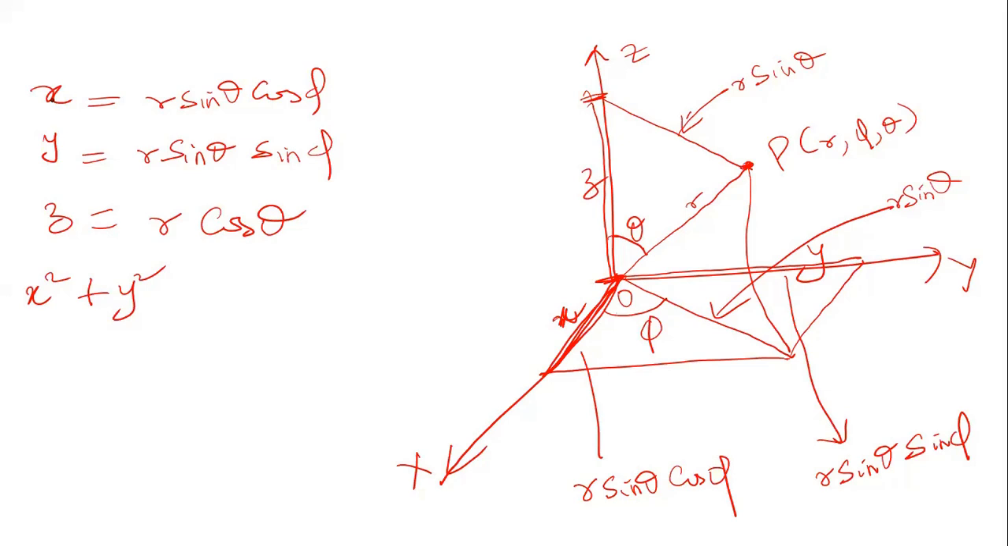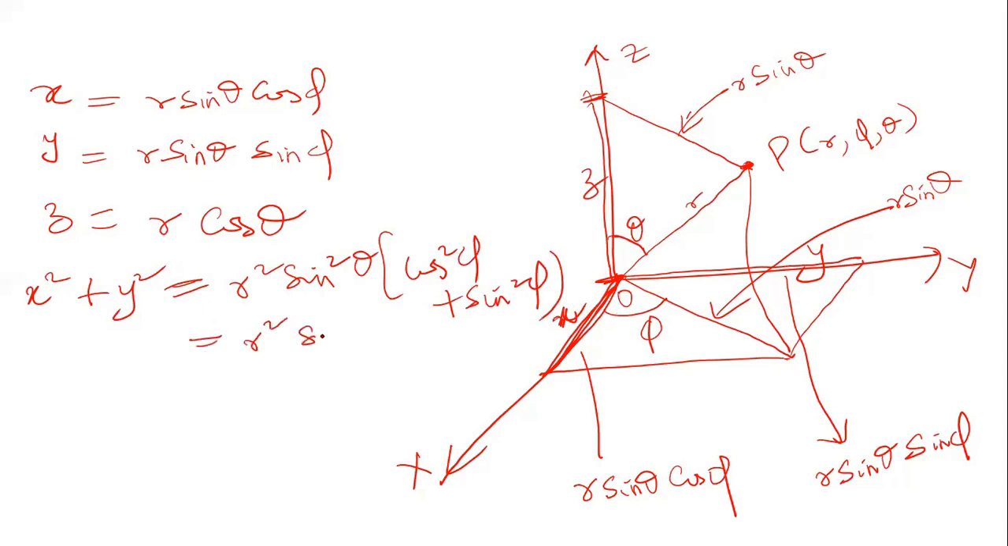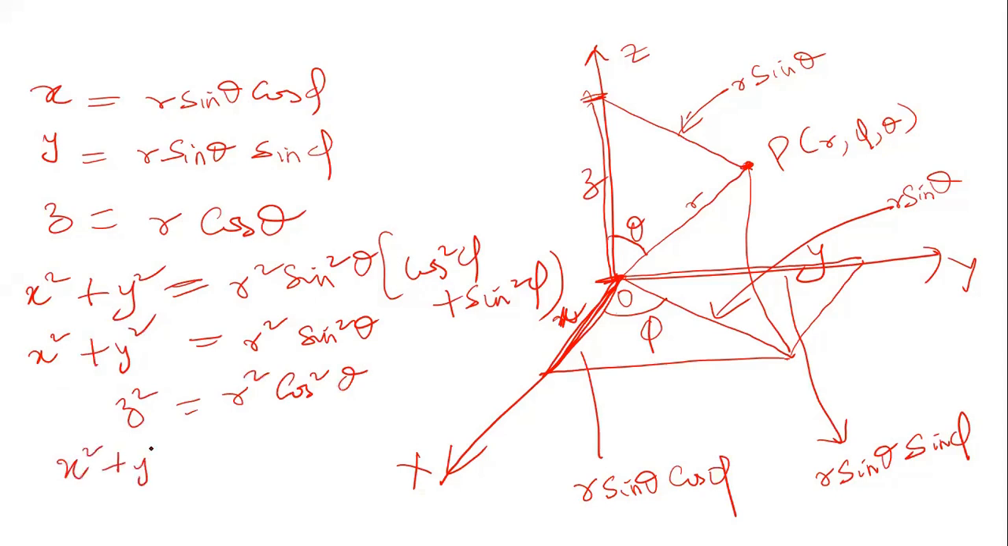So if you take x square plus y square here, this will be your r square sine square theta, and this is cos square phi plus sine square phi. Cos square phi plus sine square phi is 1, so this is your x square plus y square. And if you again add z square, this will be r square cos square theta. So if you add all of this, x square plus y square plus z square will be r square, since sine square theta plus cos square theta is 1.